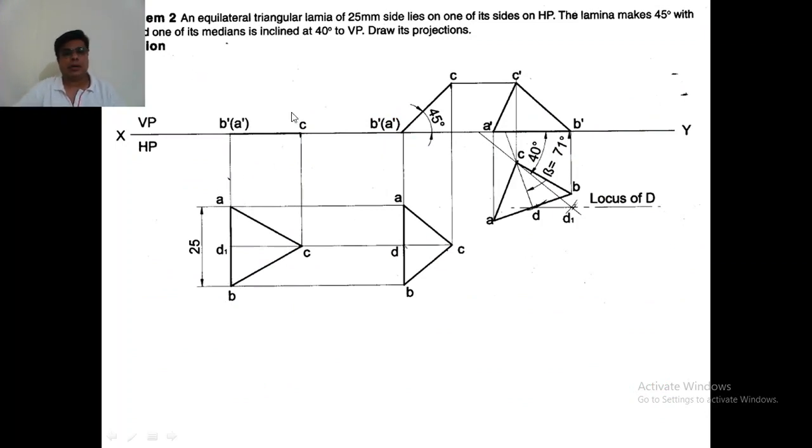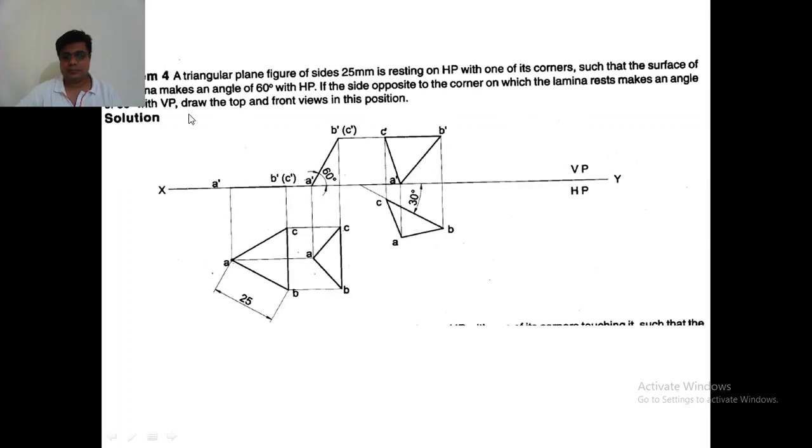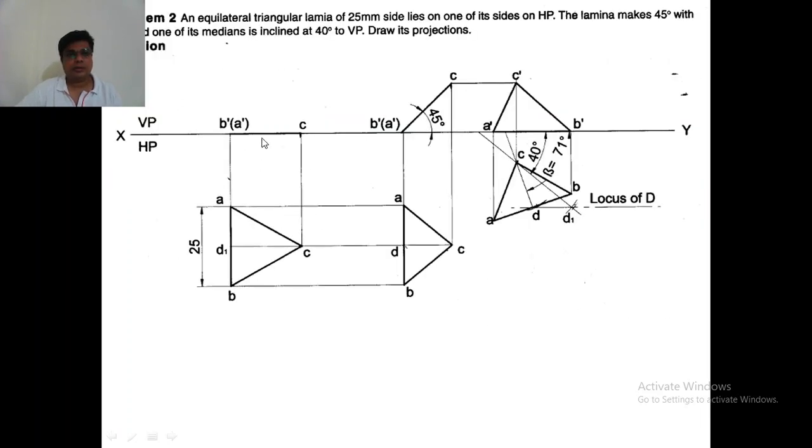Until here, the lamina is 45 degree with HP. Until here, this problem you can easily draw as previous problems. So these two, the initial stage and this stage, you can easily draw. It is similar to the previous problem.